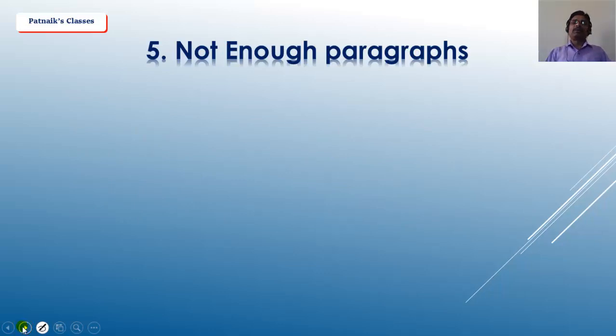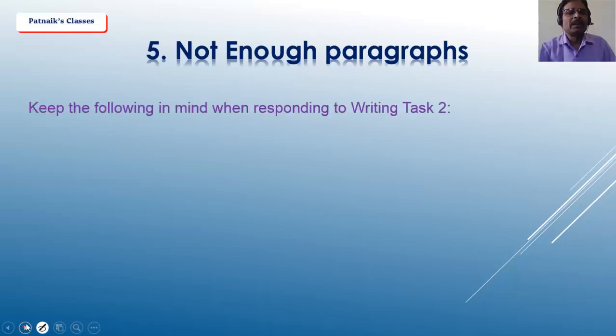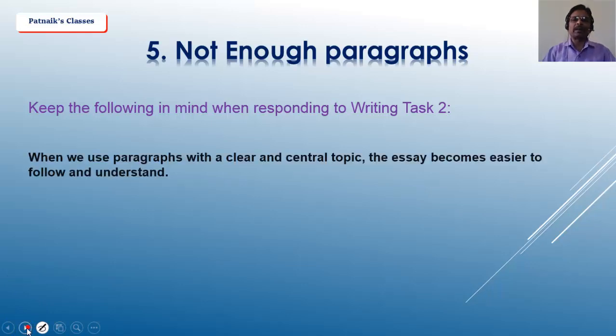See, suppose you missed out some paragraph. A task needs a paragraph, but you missed out the paragraph. Then what happens? Keep the following in mind when responding to task 2. Mainly this happens in task 2. When we use paragraphs with a clear and central topic, the essay becomes easier to follow and understand. This is what they want actually.